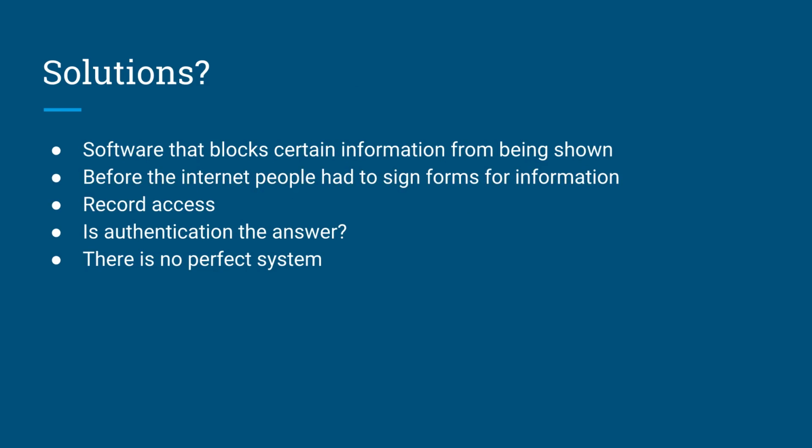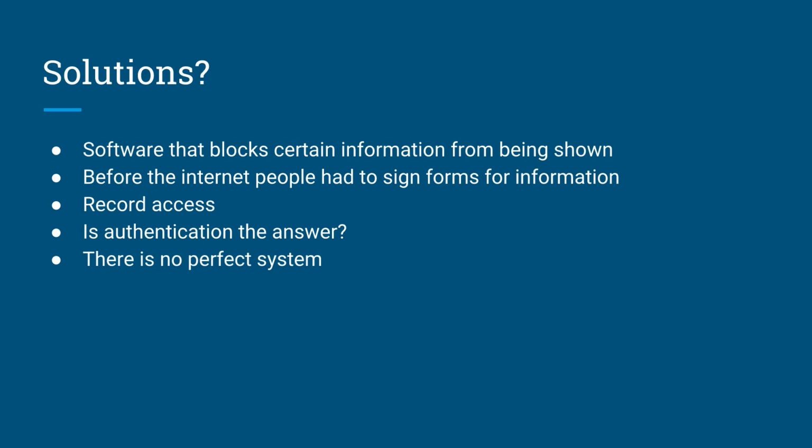So, what can we do? There is software that is implemented in certain states, some states requiring the software, that blocks certain information from being shown. But the problem is that the software is definitely not perfect, especially on older systems where patches and such can't be applied. Some sensitive information is still being displayed, right?